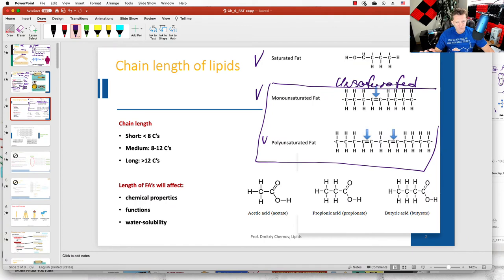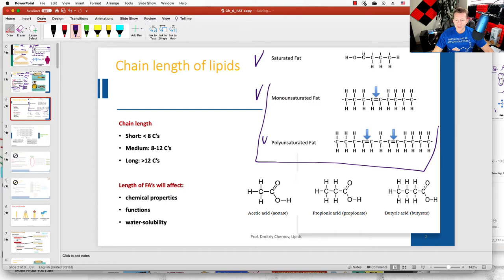There's more to it. I don't want to get into the chemistry. So you see, let me erase this so it's easier to see. You see this arrow pointing here to the double bond? And there are no hydrogens on this side. So that represents those carbons are unsaturated. So the entire fatty acid, this one, is unsaturated.